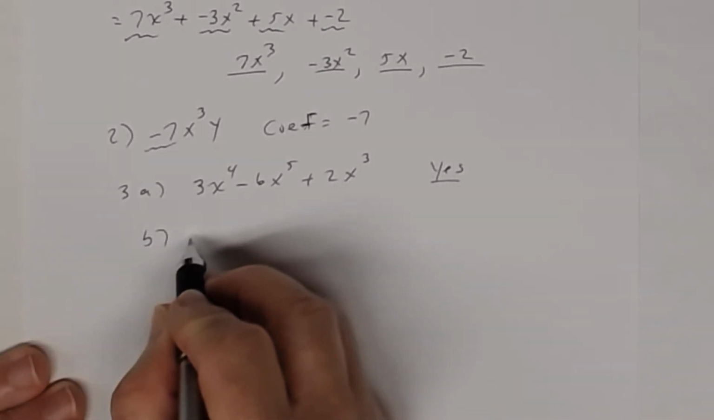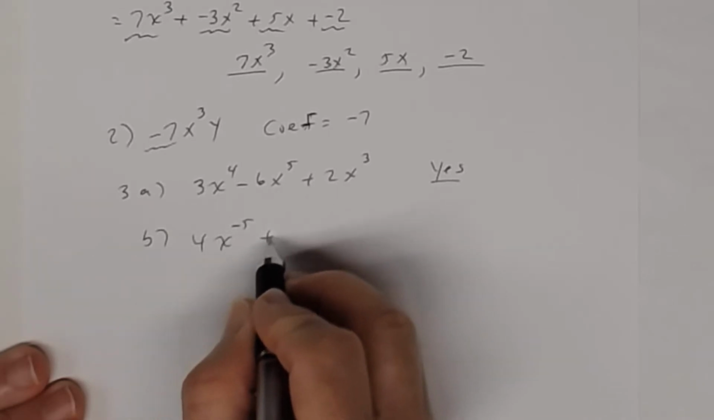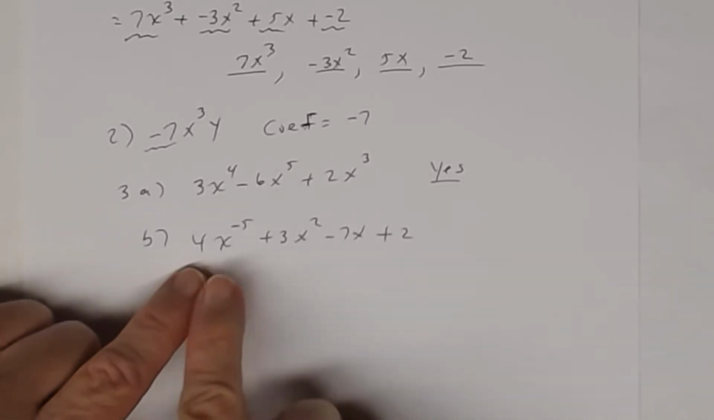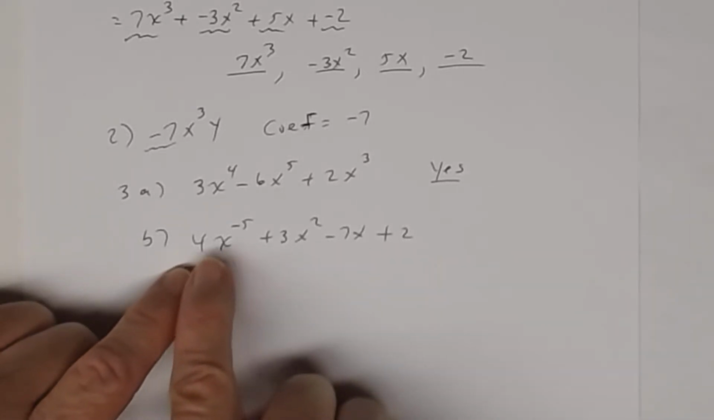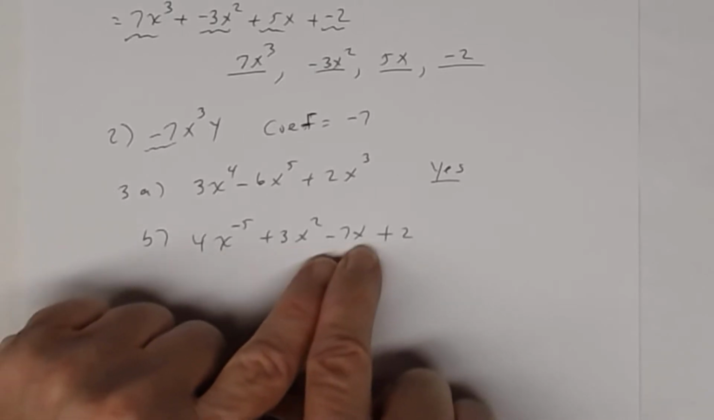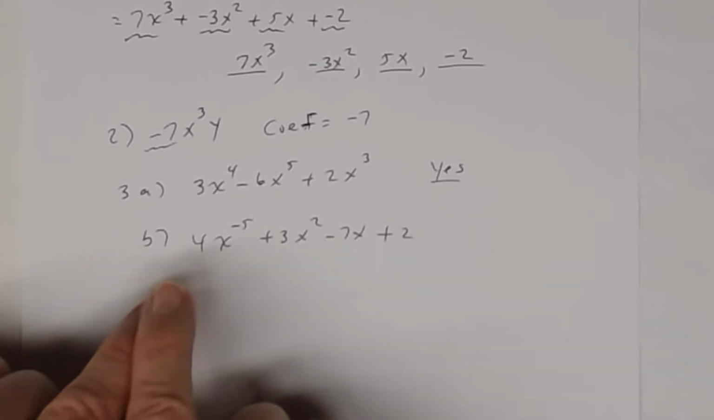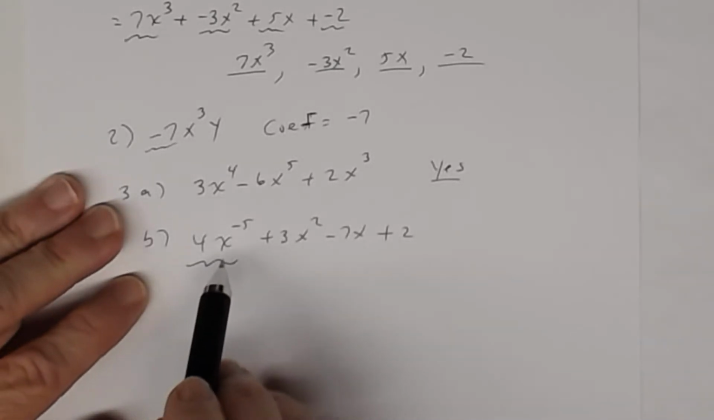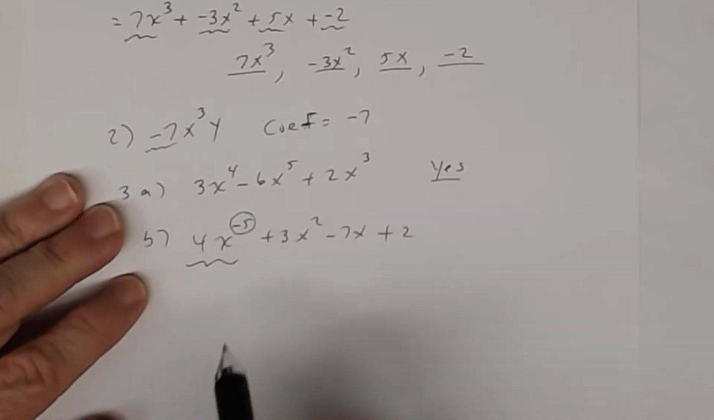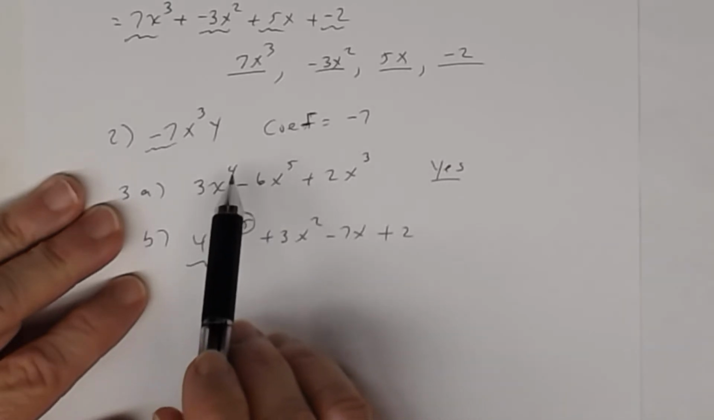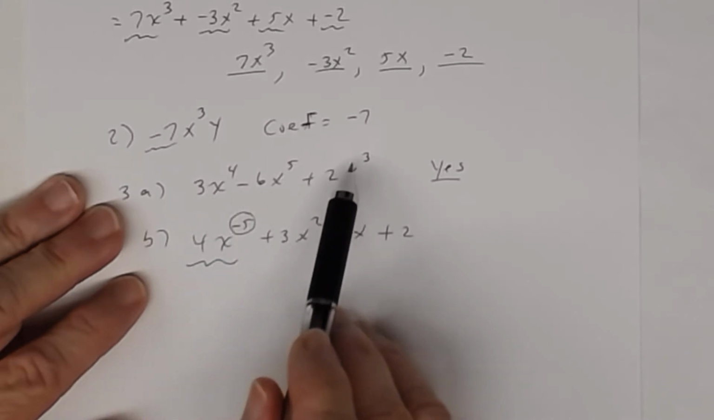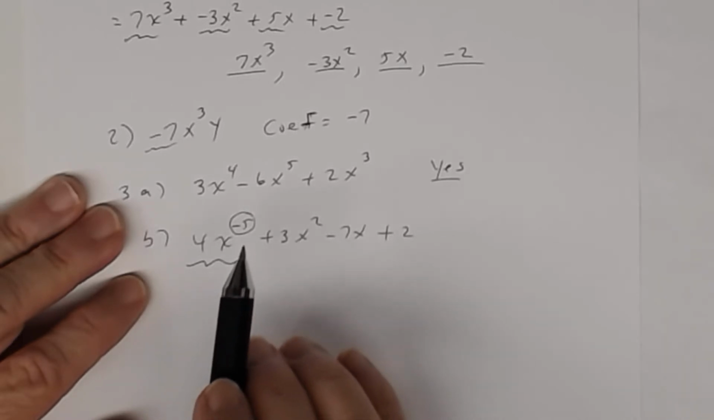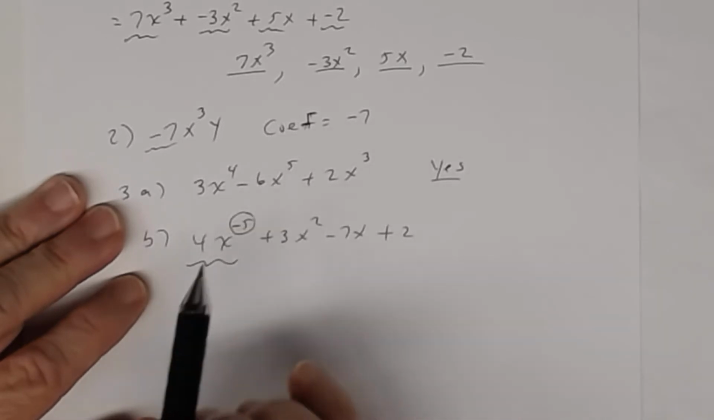For b, we have 4x to the negative 5th plus 3x squared minus 7x plus 2. So I have this expression that has 4 terms. 1, 2, 3, 4. But this is not a polynomial. And the reason it's not a polynomial is because of this term here. This term, the exponent is negative. So remember we just discussed, if you have a polynomial, the exponents must be positive integers, or they can be 0. Okay? So positive integers or 0.